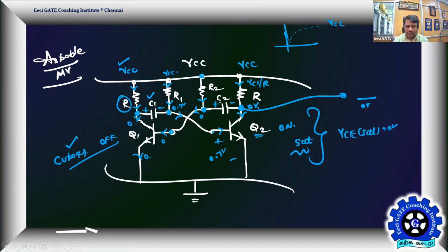The capacitor C2 will charge, and by the time it charges, it will reach a potential of around 0.7. For example, assume it reaches a potential of 0.7. This is going to forward bias transistor Q1, so Q1 will turn on. The moment Q1 turns on, the potential is instantly brought down to 0 here.